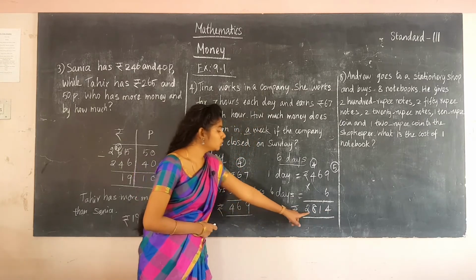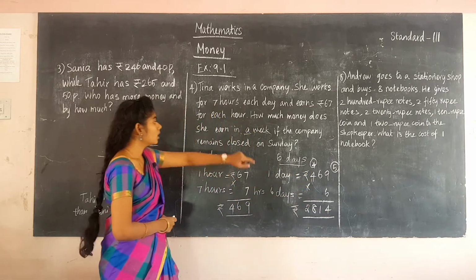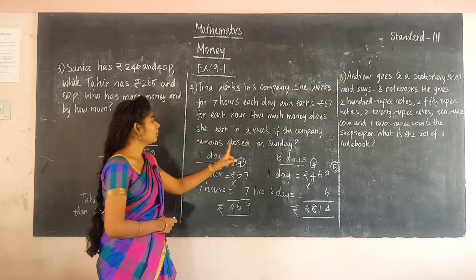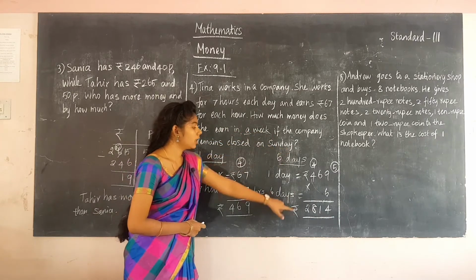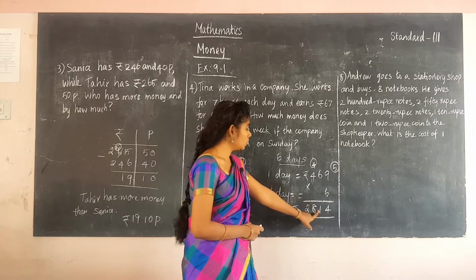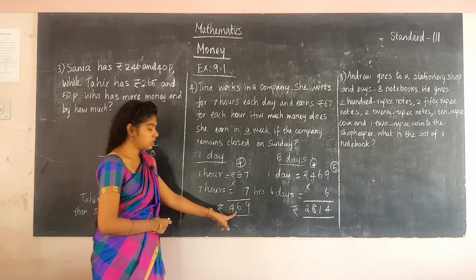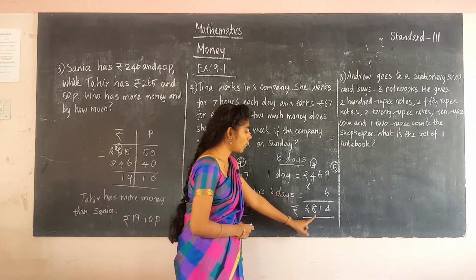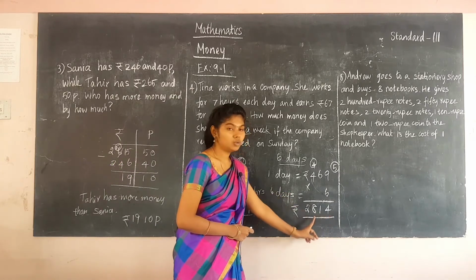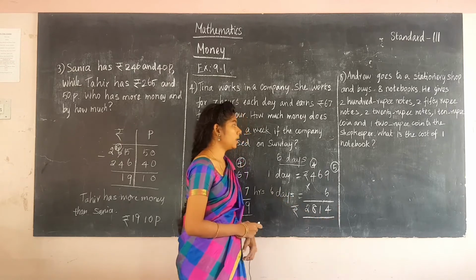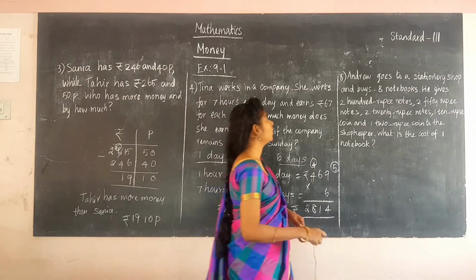So the answer is rupees 2814. She will earn 2814 rupees for a week if the company remains closed on Sunday. For 1 day she is earning 469. For 6 days, for a week, she is earning 2814 rupees. And see the next problem.